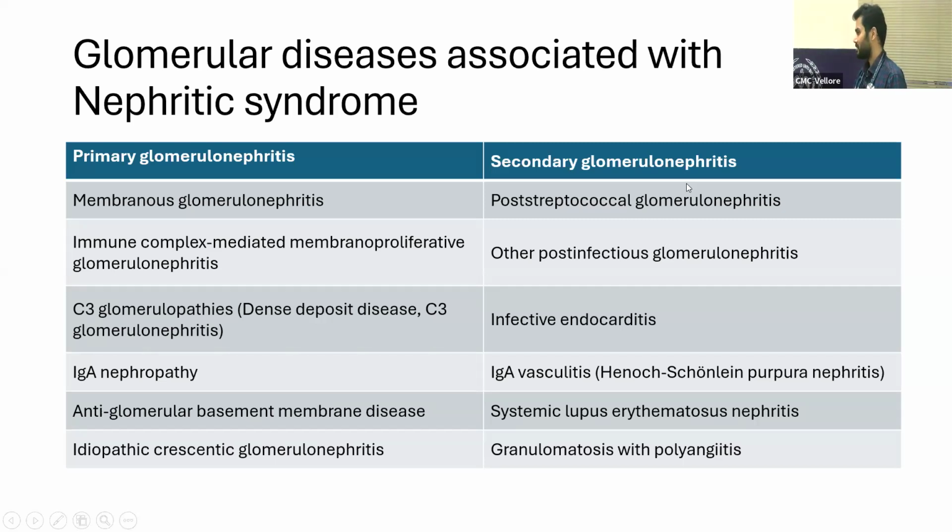So what are the secondary causes of glomerulonephritis? Post-streptococcal GN, currently this term is not in use, because any type of infection can cause this GN. That's why it is currently called infection related GN, IRGN. Then infective endocarditis, IgA vasculitis, SLE, and granulomatosis polyangiitis. SLE also can initially present with asymptomatic hematuria and proteinuria, then nephrotic range proteinuria, then nephritic syndrome; it can present in any way, and can present with RPGN also.